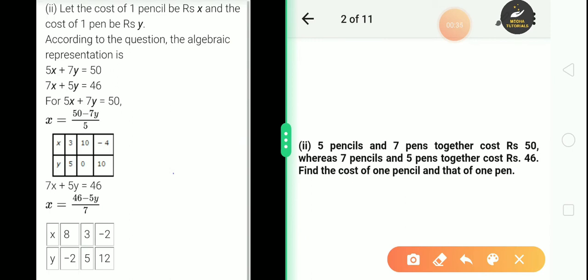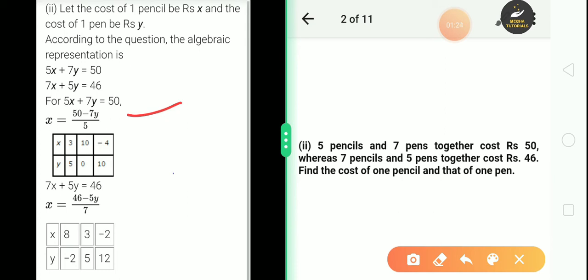So first consider equation 1, 5x plus 7y is equal to 50. From this equation I can write x is equal to (50 minus 7y) upon 5. So in this case we are going to assume values of y to get the values of x. So first assuming y is equal to 5, 7 fives are 35, 50 minus 35 is 15, and 15 upon 5 is 3. So when y is equal to 5 I am getting x is equal to 3. Then assume y is equal to 0, 7 into 0 is 0, 50 upon 5 is 10. So when y is equal to 0 I am getting x as 10.